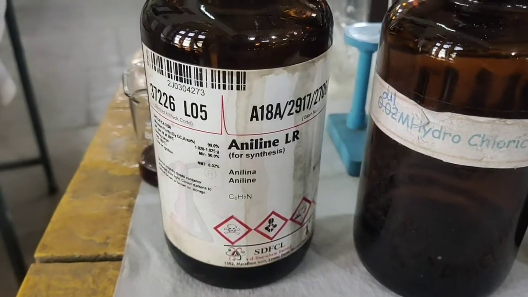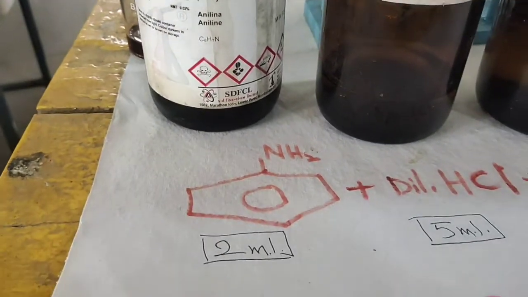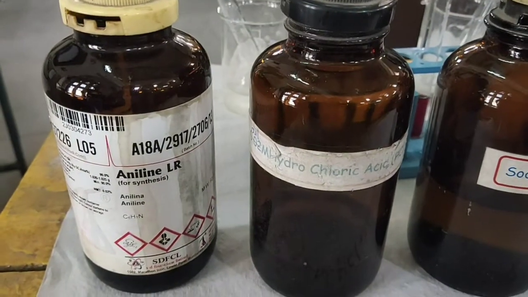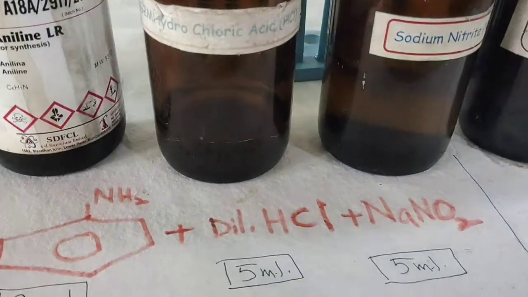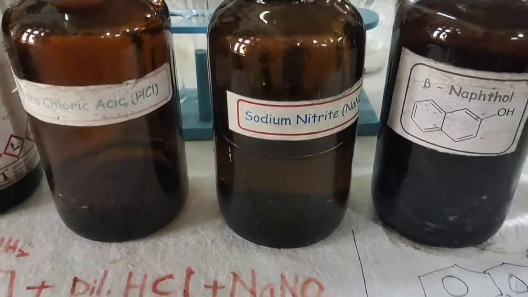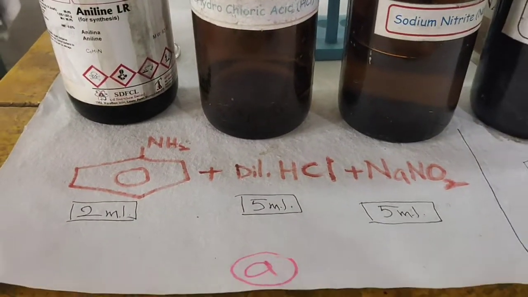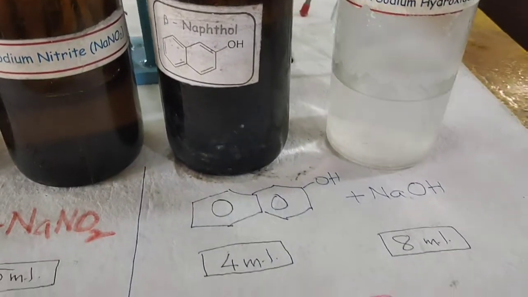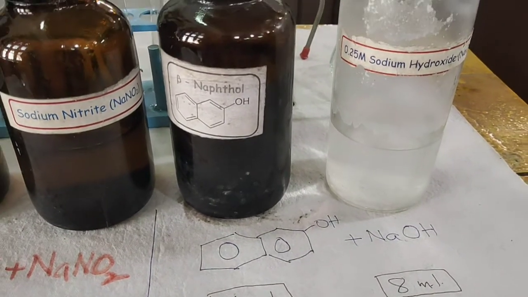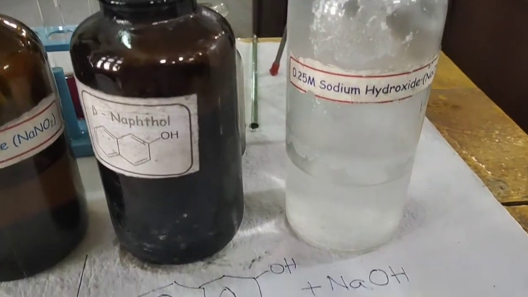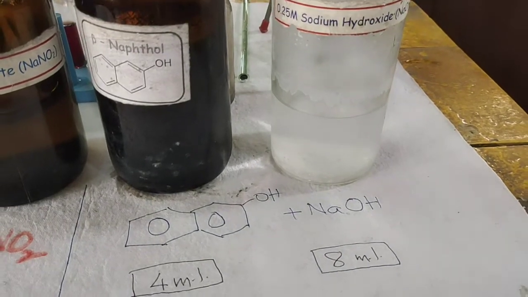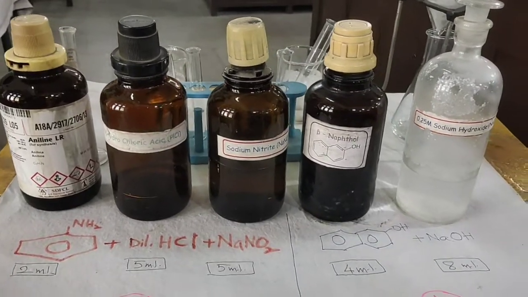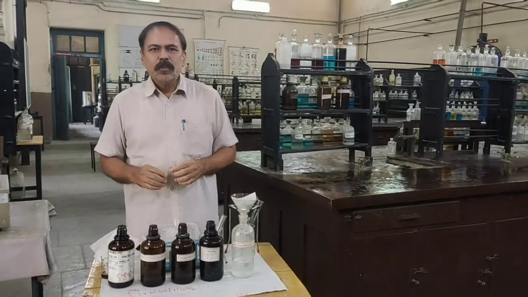So in first step we are taking aniline, around 2 ml, and we are also taking hydrochloric acid. We are dissolving this aniline into hydrochloric acid, and we are taking sodium nitrite. When sodium nitrite is added, diazotization takes place. This is part A. And in second part we are going to take beta naphthol, around 4 ml, that means we have already dissolved in sodium hydroxide, and some more sodium hydroxide is also taken around 8 ml, and this is part B. When you add these two mixtures, you will get the azo dye. Now let us do the experiment.